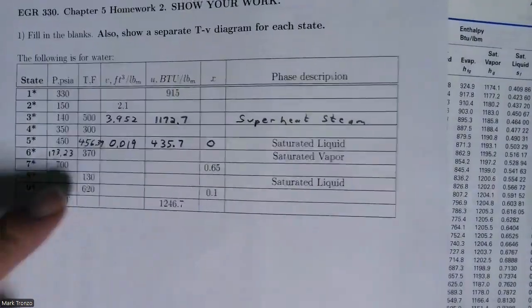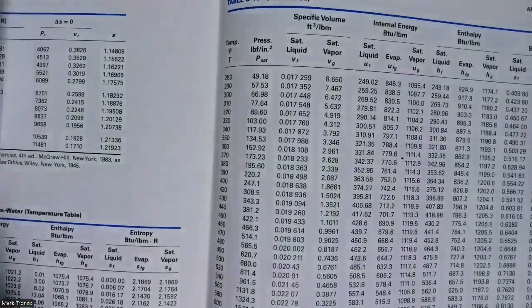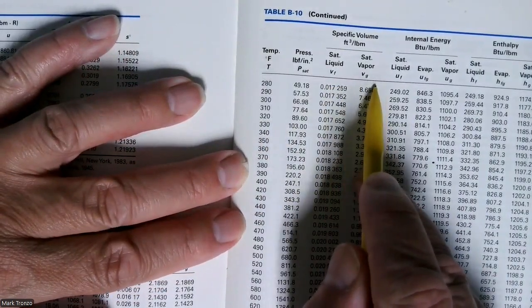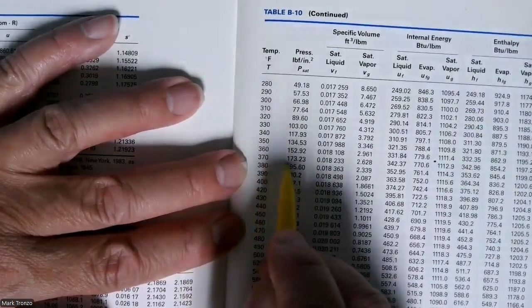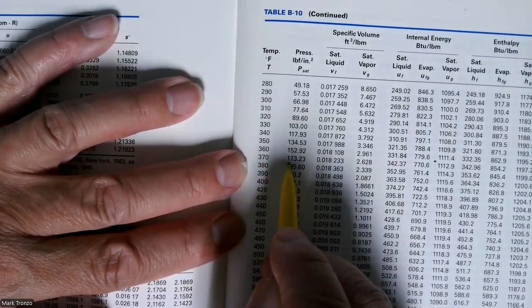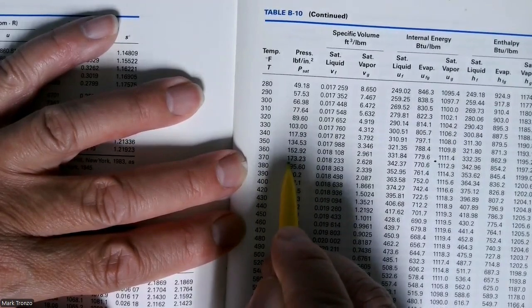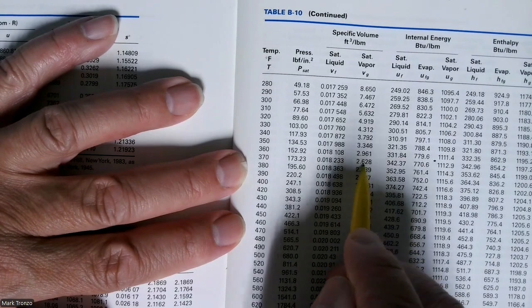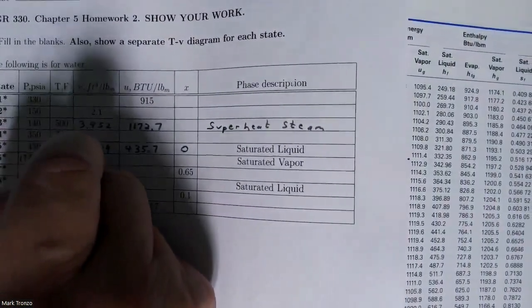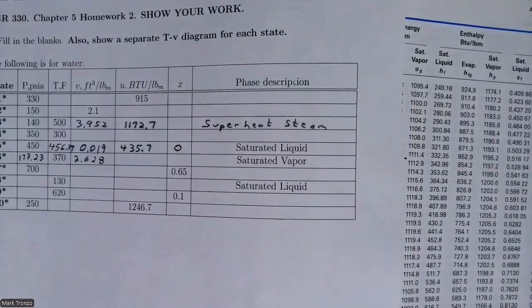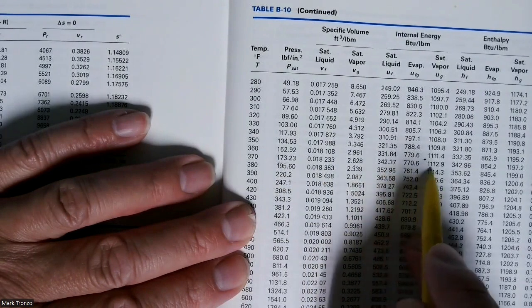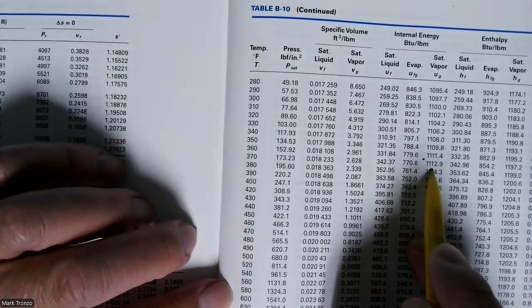And also, since it's a saturated vapor, we're going to be looking for subscript g this time. Remember, for saturated liquid, we look up subscript f. Now we're going to look up subscript g. So under 370 degrees, look up vg. That's going to be 2.628. Like this. And then again under 370 degrees Fahrenheit, look under ug, and that's going to be 1112.9.